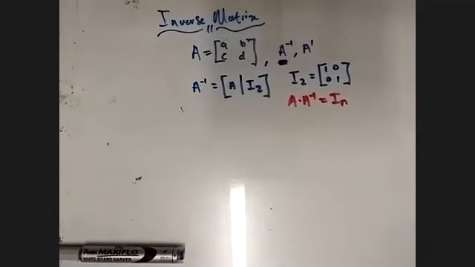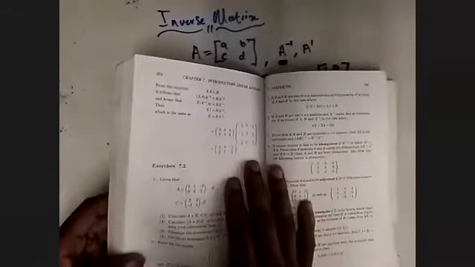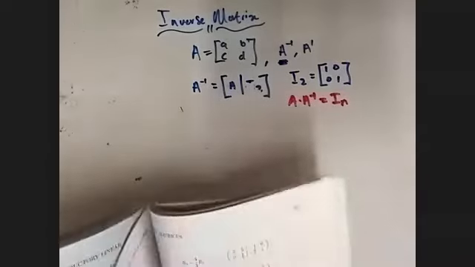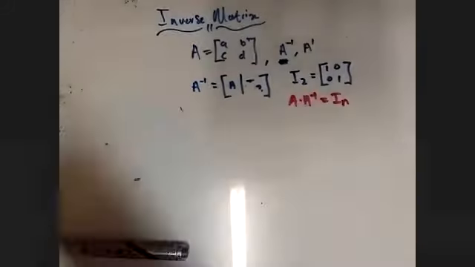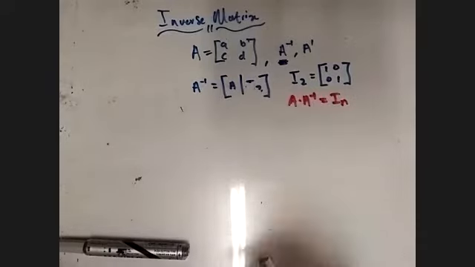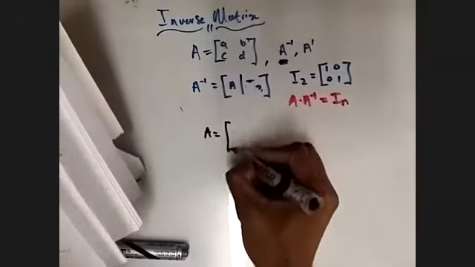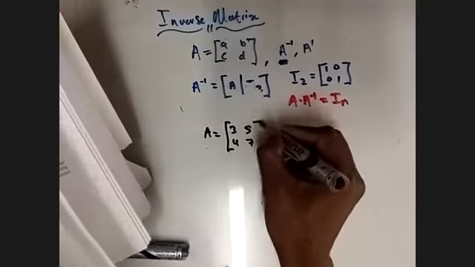Now, let me take an example from a textbook. Let me start with a 2x2. Let me take this example over here. It says that we need to find the inverse of A, which is equal to 3, 5, 4, 7, okay?